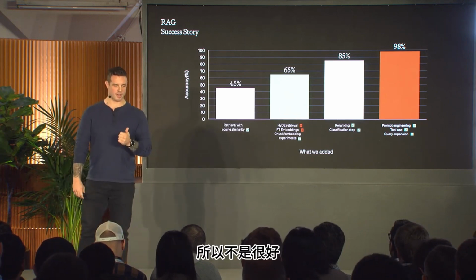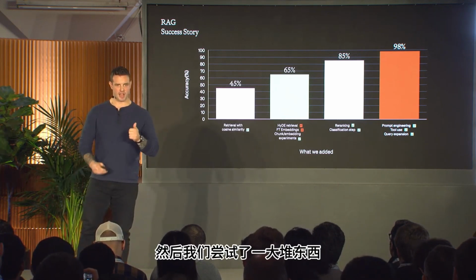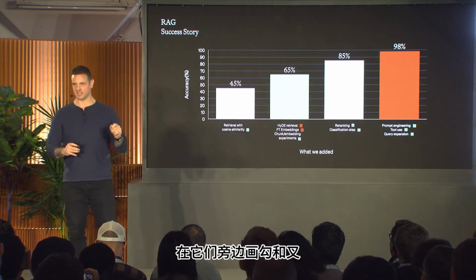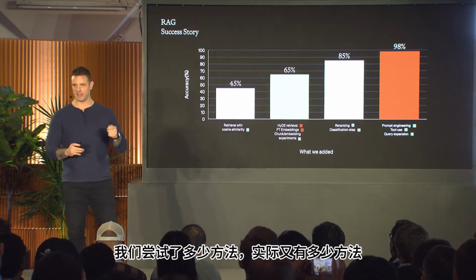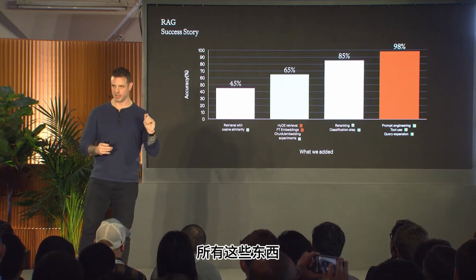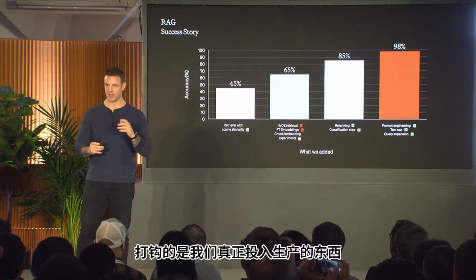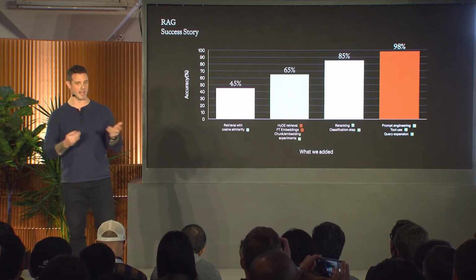So not so great. What we then tried was a whole bunch of stuff, and I put little ticks and crosses next to them to show how many things we tried and how many things actually made it into production. The things with ticks were things that we actually took to production. The things with crosses were things that we tried and discarded.